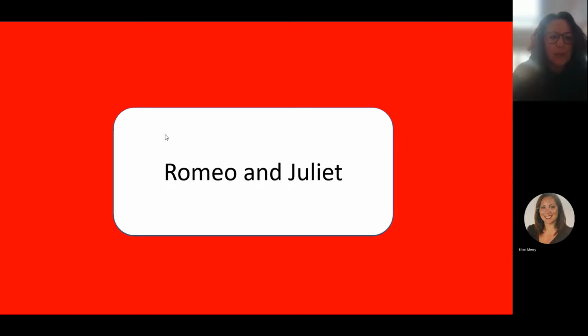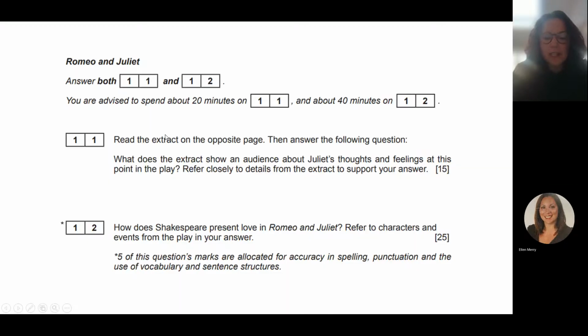So we're going to look at Romeo and Juliet now. This is an example of a question that was provided to us for this year. There is an extract question which focuses on Juliet's thoughts and feelings at this point in the play. And then the essay question is, how does Shakespeare present love in Romeo and Juliet?